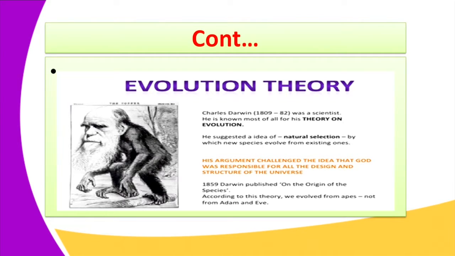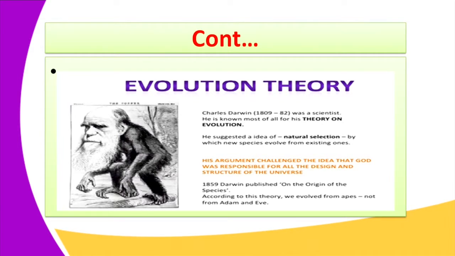So, in 1859, Charles Darwin published a book, and this book is the one that will guide us. This book is known as The Origin of Species. According to the theory found in the Origin of Species, he explained that man evolved from ape and not from Adam and Eve. That is the contradiction.